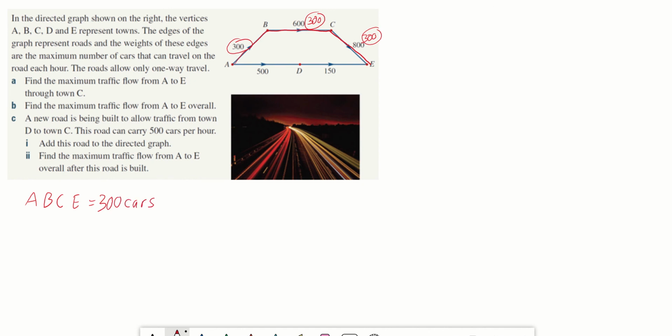Okay, it's the maximum amount. It's the most that whole path can hold. So it's the smallest number. Alright, so that was A, pretty easy. Now let's look at B.